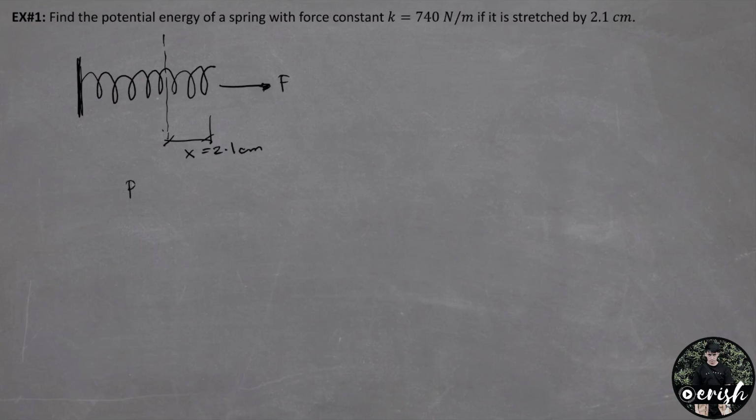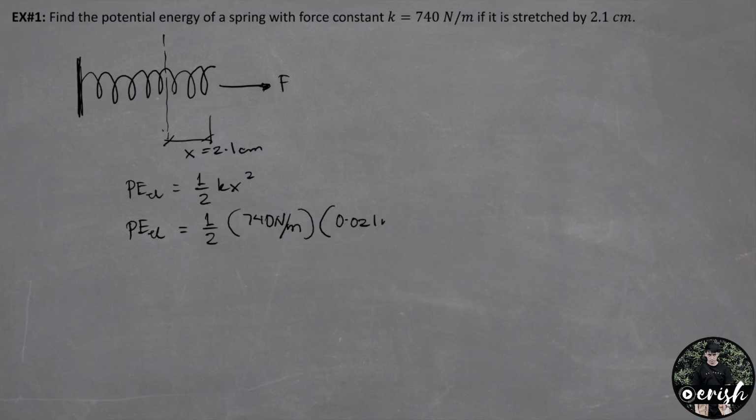To solve for that, elastic potential energy is equal to 1/2 kx squared, and we just have to substitute the values since alam naman na natin yung x and alam na natin yung k. 1/2 times k, ang k natin is 740 Newton per meter, times the x. So yung 2.1 centimeters, we have to convert it into meters para mag-fit yung units natin. So we have 0.021 meters quantity squared. By calculating, the elastic potential energy is equal to 0.16 joules.